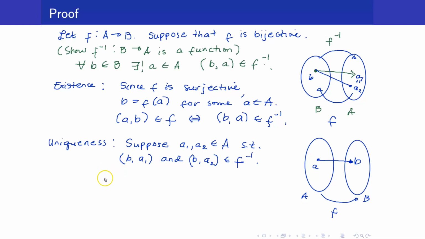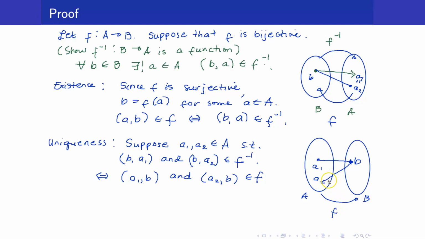I will no longer write in sentences. Take note that this is equivalent to saying that (a1, b) and (a2, b) are elements of f. So let me just draw it here. So I have a1 and a2 there. Correct? Because a1 goes to b, a2 goes to b under the function f.